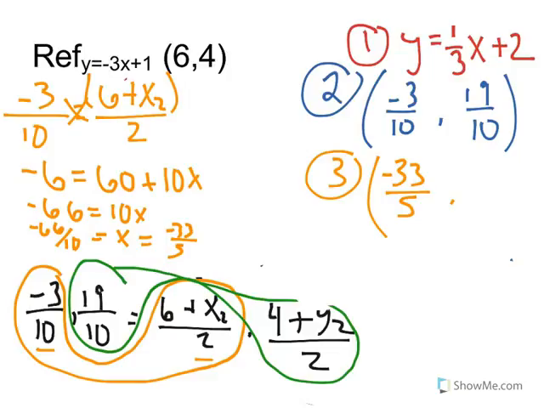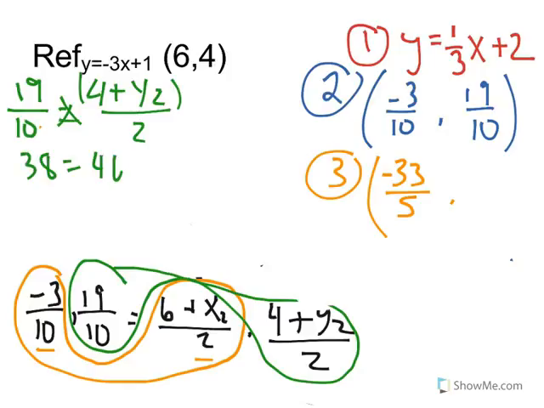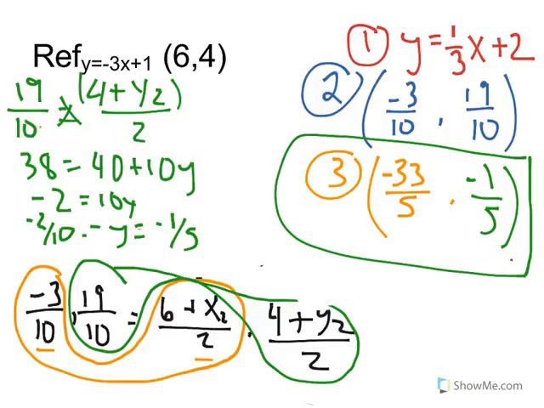Now we're going to set up our y equation. So we have 19 over 10 has to equal 4 plus y2 over 2. Now once again, you can cross multiply. Make sure you have parentheses around the top. So you get 38 is equal to 40 plus 10y. So when I subtract 40, I get negative 2 is equal to 10y. So y equals negative 2 over 10, which can simplify to negative 1 over 5. So that would be our final answer.